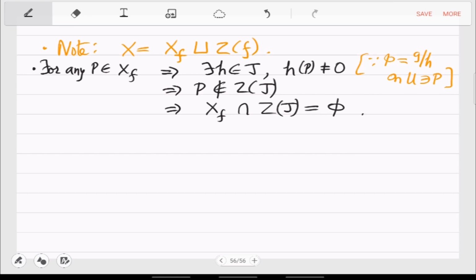So, is that what I want? Sorry, okay, there is one more conclusion. So now you look at the orange note. Since Z of J is disjoint with X_f, you deduce what? It is a subset of Z of F.